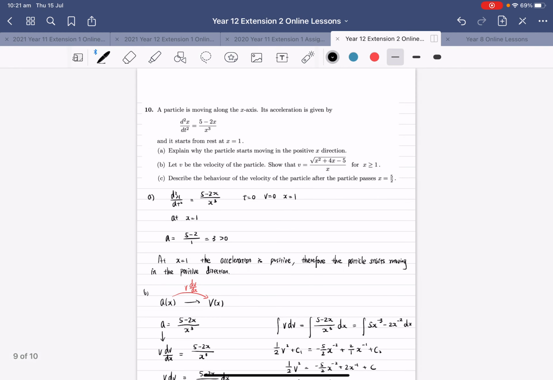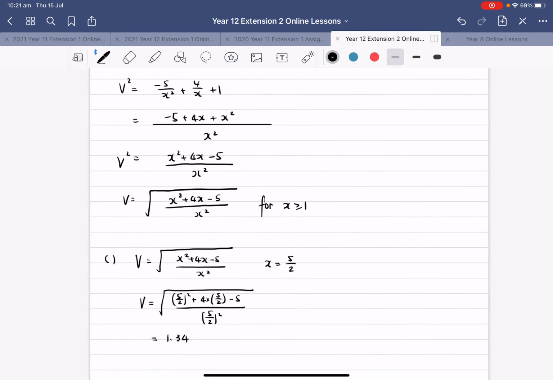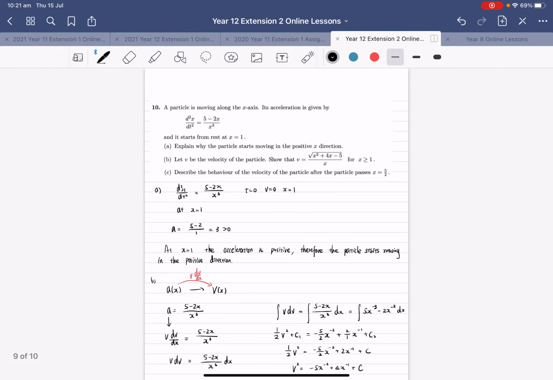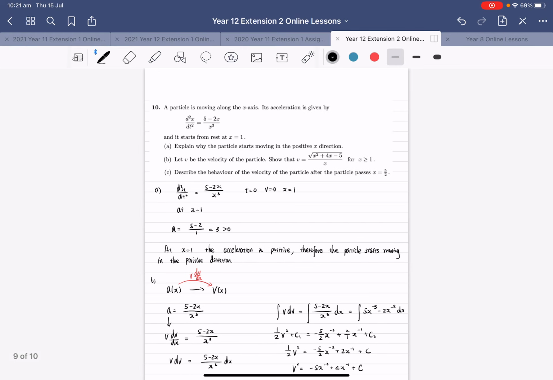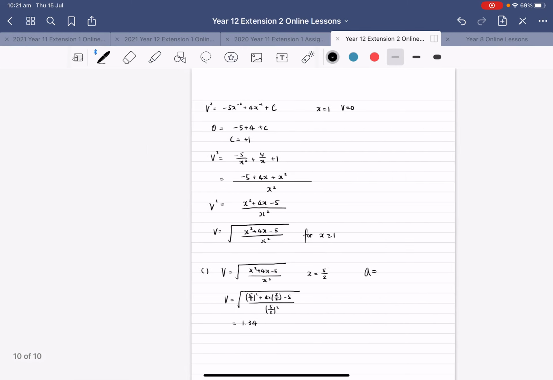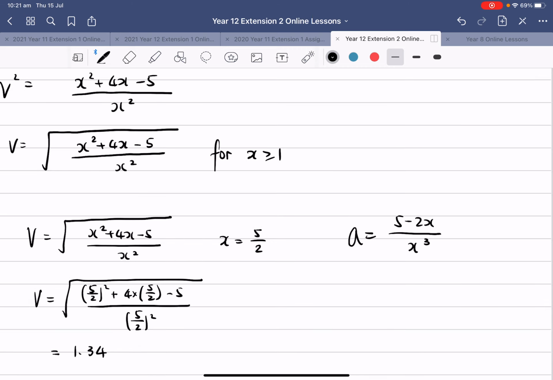What does the question ask us to do? Describe the behavior of the velocity after the particle passes x equal to 5 on 2. Okay, now let's have a look at acceleration. Acceleration is equal to 5 minus 2x over x to the power of 3. If we substitute x equal to 5 on 2 there, then you should notice that acceleration becomes 0.